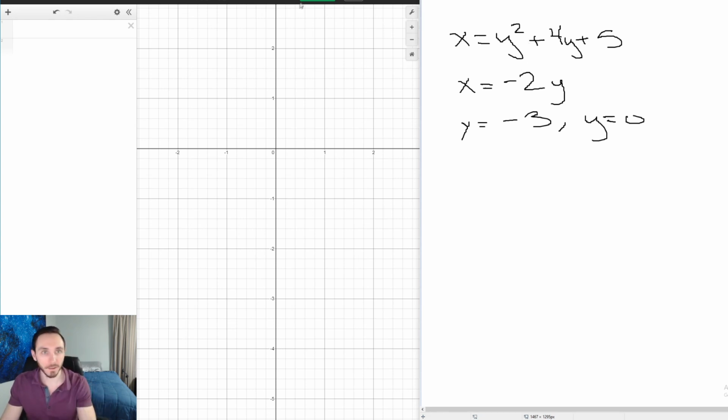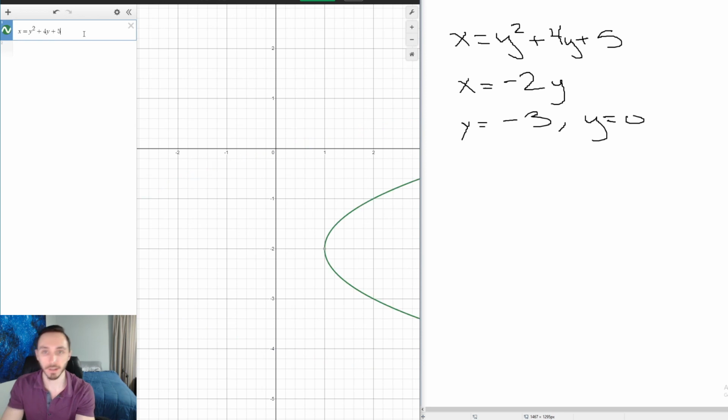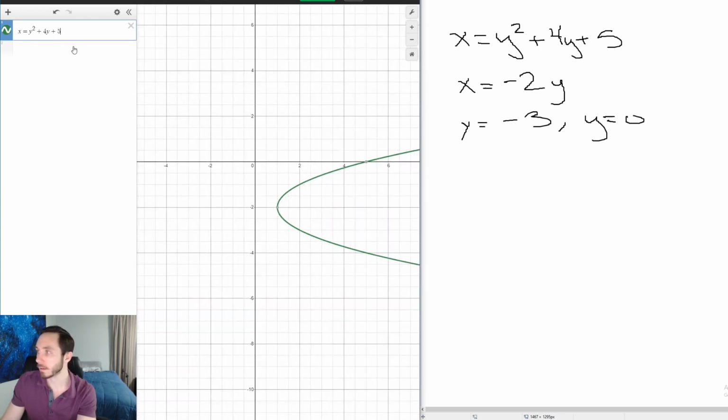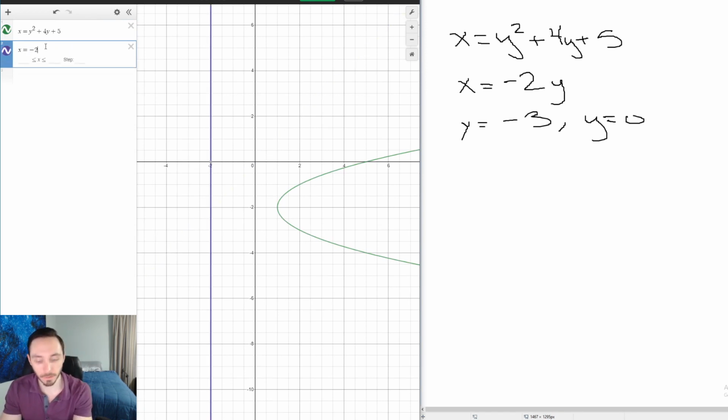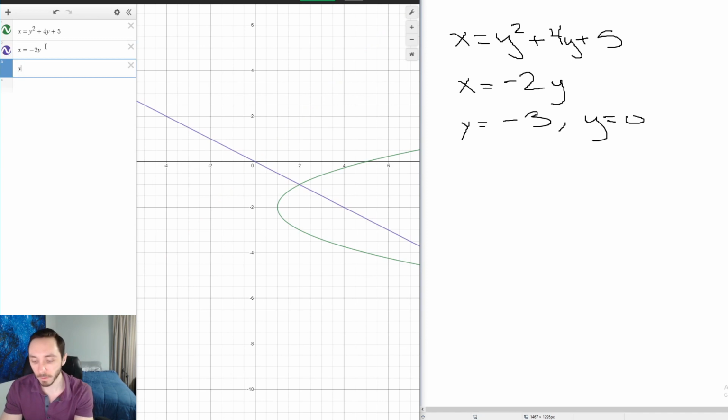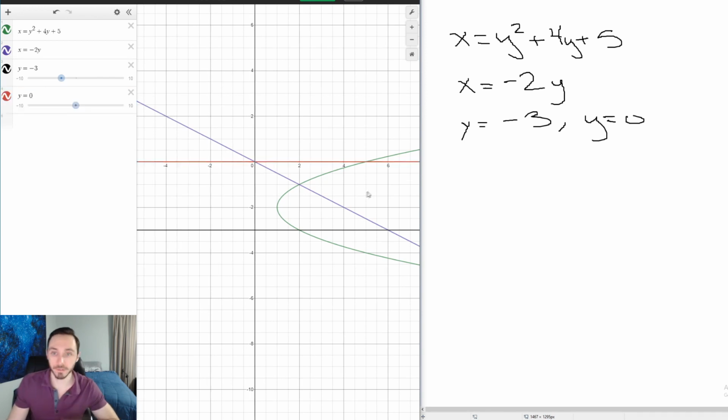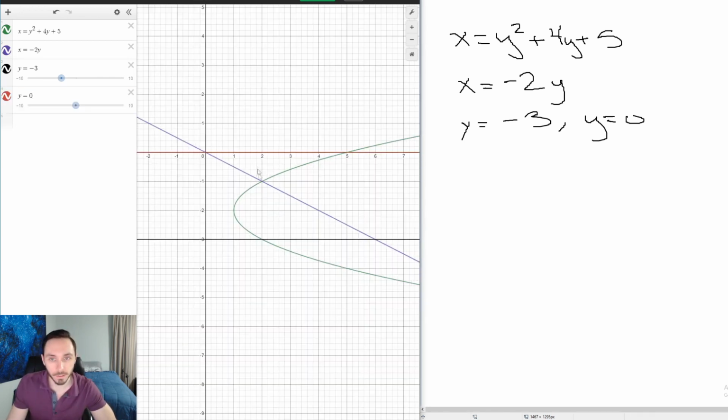So what are we doing here? We're going to type them into Desmos first. So this first one should be like a sideways parabola. Instead of the x being squared, it's the y being squared. And then plus 5. Looks like I got to zoom out a little bit. Yeah, you guys can see that. Good. All right, and then I have x is equal to negative 2y. It's a line. And then I have y is equal to negative 3. And I have y is equal to 0. All right, so those are my bounds, or at least those are going to be a portion of my bounds. I'm looking for these two areas right here, because those are between all my curves.